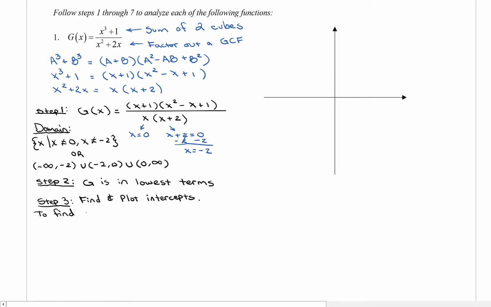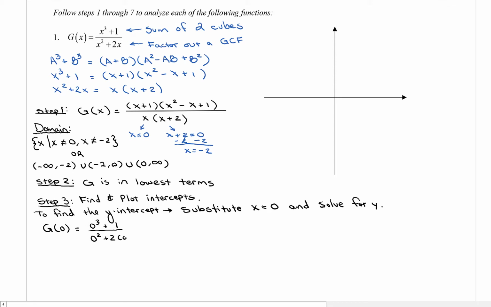Why don't we start off with how to find the Y-intercept? To find the Y-intercept, we're going to substitute X equal to 0 and solve for Y. So basically, we're just going to find G of 0. G of 0 is equal to 0 cubed plus 1 over 0 squared plus 2 times 0. So do you guys see a problem with this? You should have realized that as soon as I plugged in 0, that 0 was one of my restricted values from my domain and that this is not allowed.